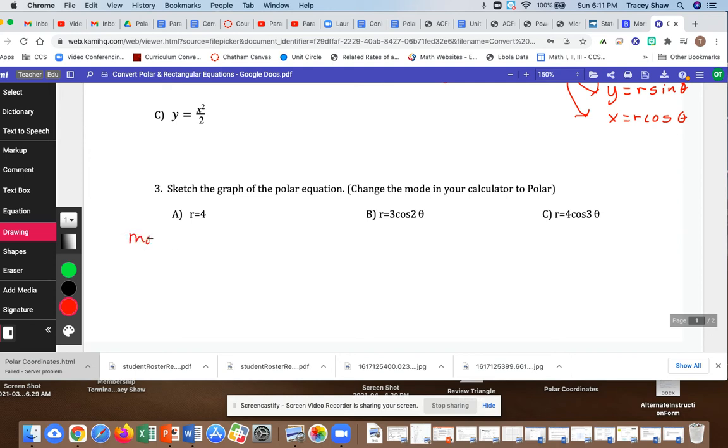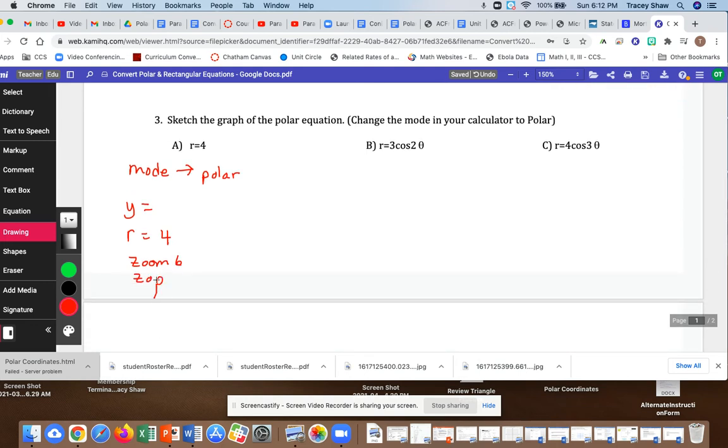So you're going to want to go to mode, and you're going to want to switch the mode to polar. When you switch the mode to polar, you're going to go to y equals, and what you're going to see is that the y is not going to be there. What you're going to see is r equals. In this scenario, you're going to type r as 4. There are different ways to adjust the window. What I usually do is I hit zoom 6 and see what that looks like, and then if I need to, I hit zoom fit.